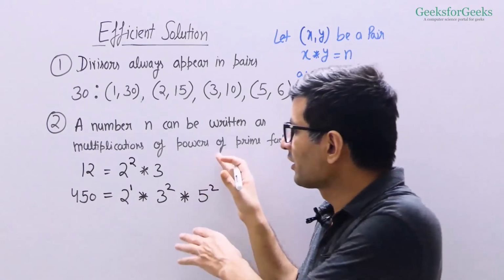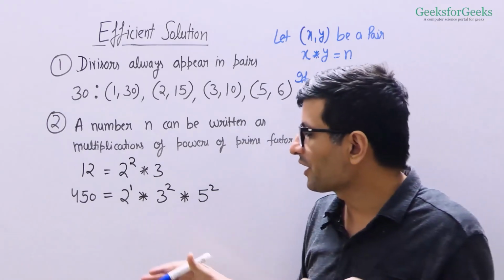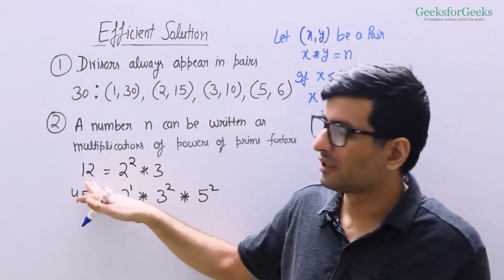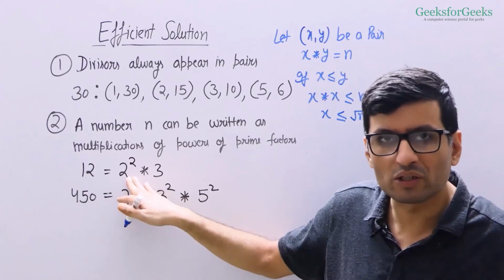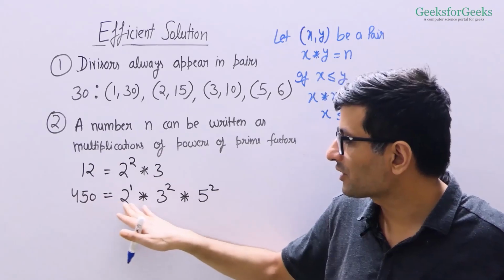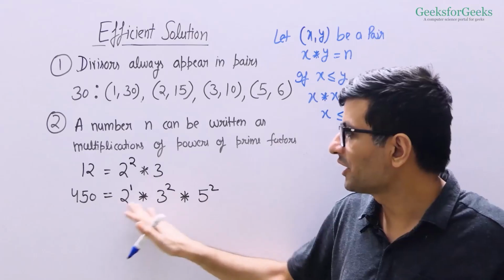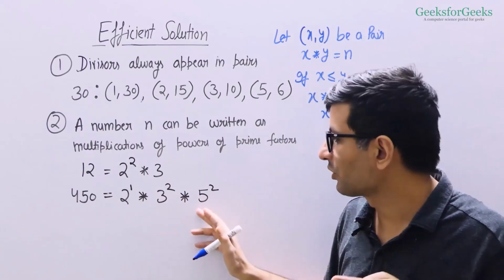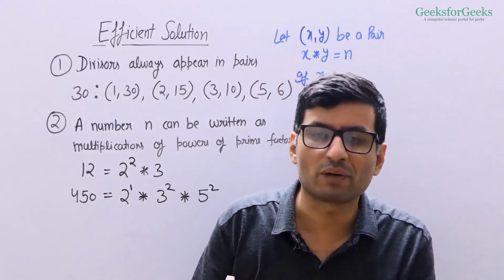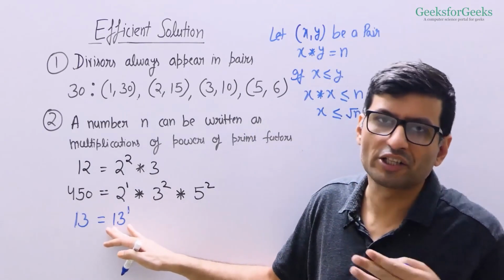Let's now talk about the other important fact, and this is the main basis behind the algorithm that we are going to talk about. We can write the given number as multiplication of powers of prime factors. For example, 12 can be written as 2 raised to the power 2 multiplied by 3, and its prime factors are 2 and 3. 450 can be written as 2 raised to the power 1 multiplied by 3 raised to the power 2 multiplied by 5 raised to the power 2. These three are prime factors. 3 appears 2 times, 5 also appears 2 times. We can write any number as multiplication of powers of prime factors. And if the number is prime, we can write the number as itself, like 13 raised to the power 1.